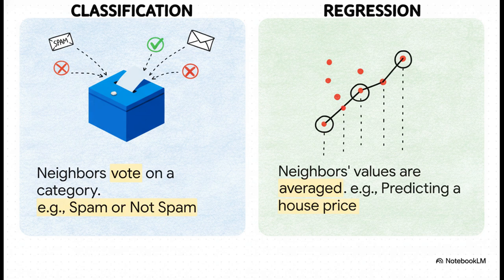It's all about voting. The neighbors vote on a category, like is this email spam or not spam, or is this a triangle or a plus? But it can also do something called regression. Instead of voting for a category, the neighbors' values get averaged.